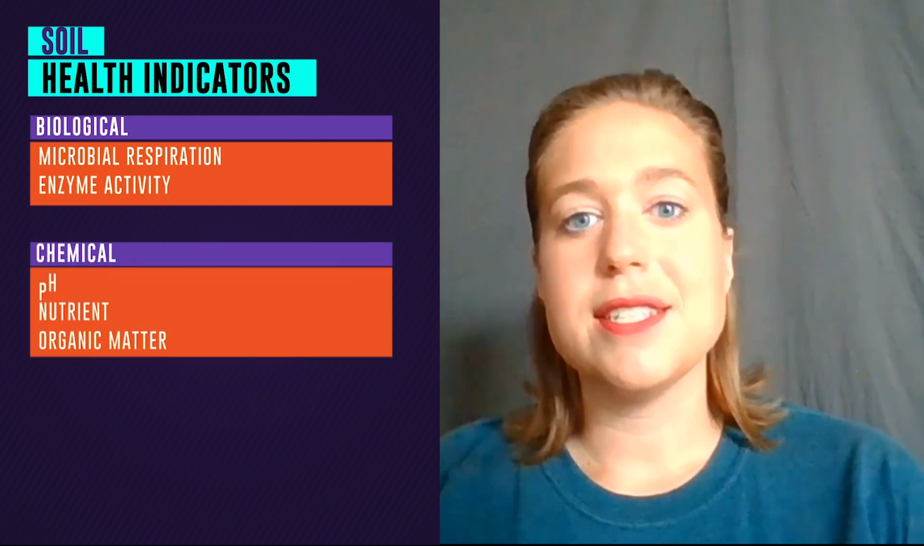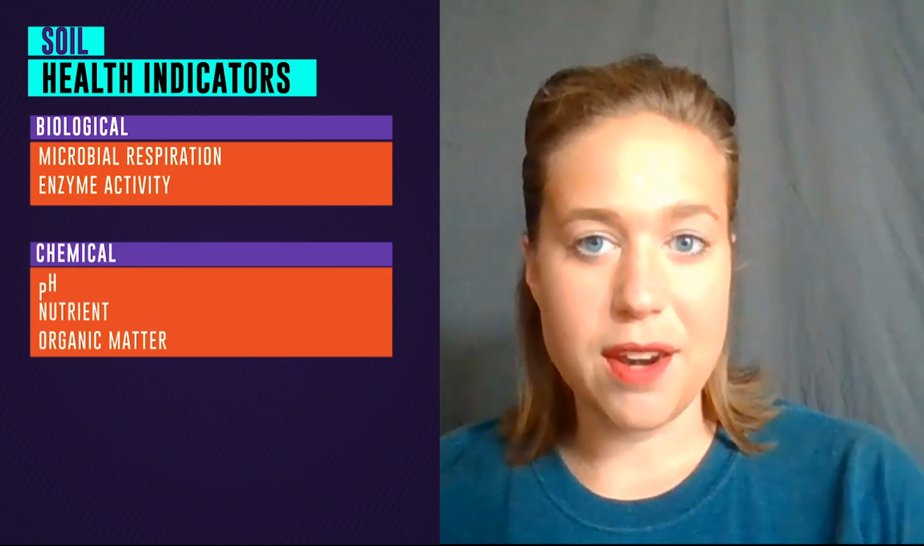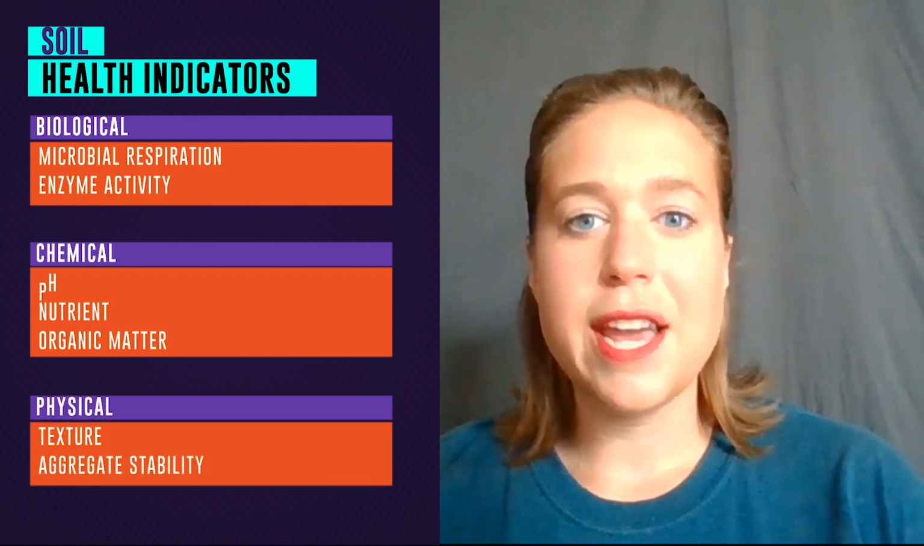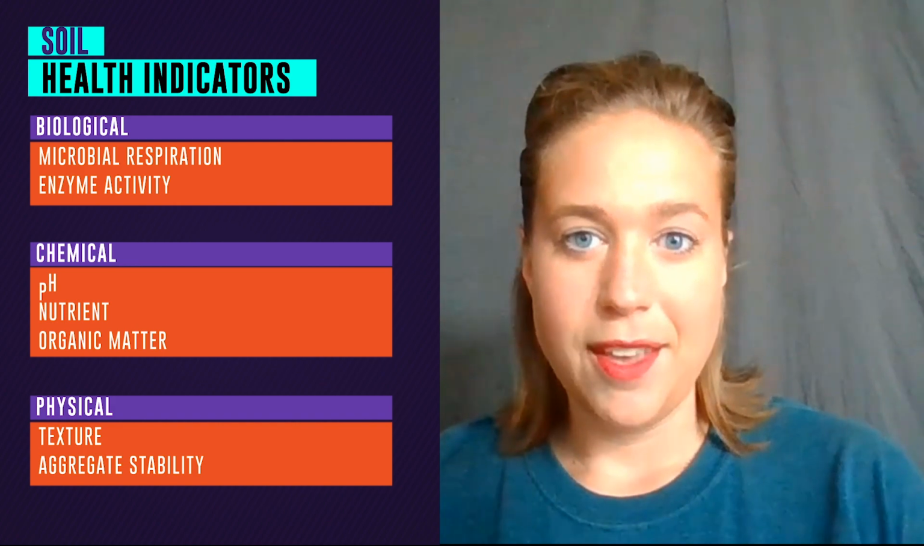As I mentioned earlier, our lab measures a number of different soil health indicators. Biological indicators would include microbial respiration and enzyme activity, whereas chemical indicators would be things like pH, nutrients, and organic matter. Lastly, physical indicators would include textures and aggregate stability.